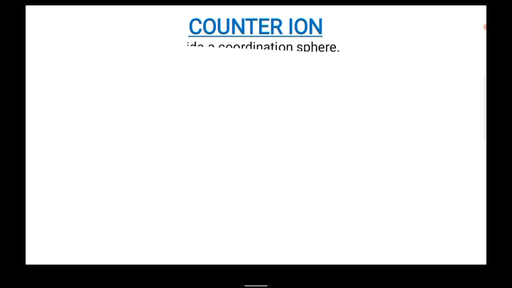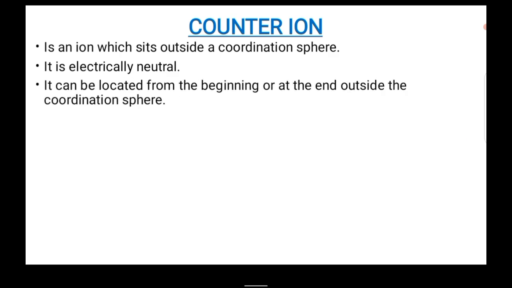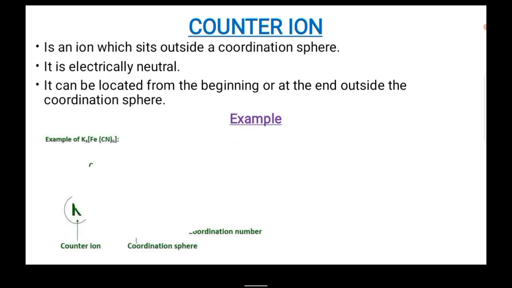Another commonly used term is counter ion. A counter ion is an ion which sits outside a coordination sphere. So we are going to see an example. It is electrically neutral, it has no charge. It can be located at the beginning or at the end, outside the coordination sphere.